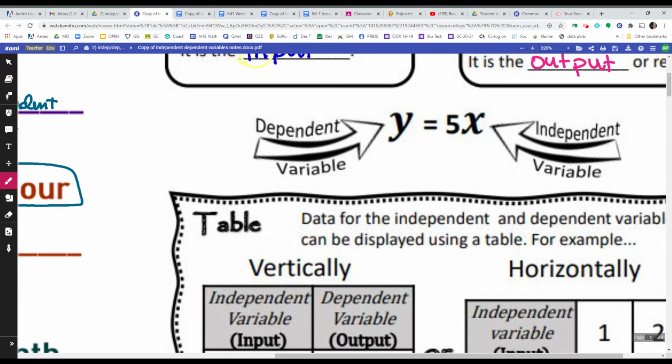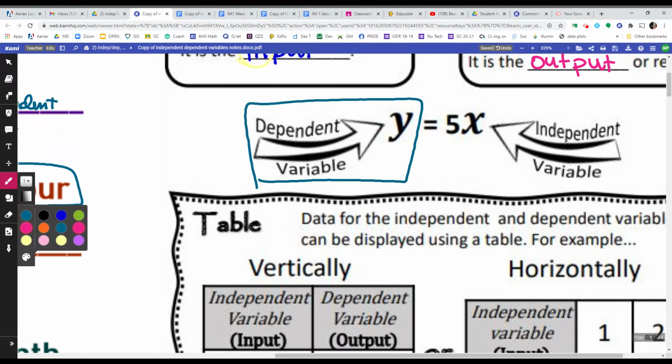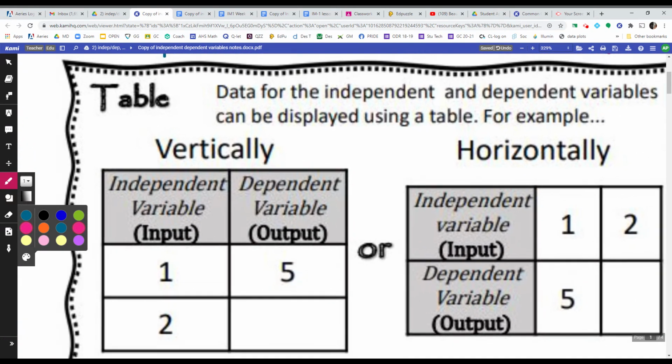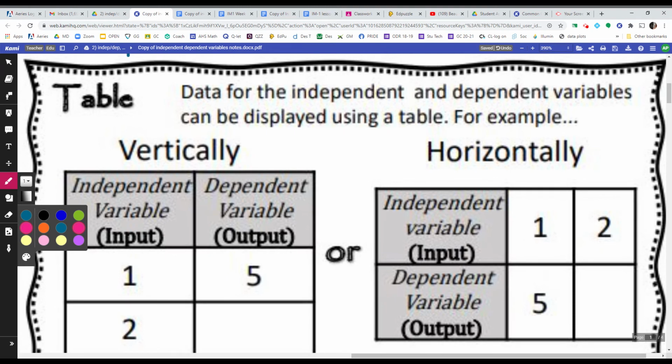The dependent variable is always y. This is another good note. The independent variable is always x. If you put it into a table, x is always on the left, y is on the right. Well, that also works. x is your input, y is your output. So if you have a horizontal table, it looks like that. Please write those down as examples in your notebook.